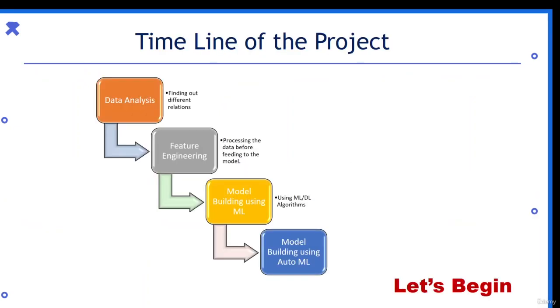What is the timeline? The timeline of the project will be something like this. First we'll be doing the data analysis, finding out relations, and seeing how our data is distributed. Then we'll be doing the feature engineering, in which we'll be doing different practices like one hot encoding, label encoding, standardizing our data, like preparing our data for feeding into a machine learning model. Then we'll be building machine learning models, different ML models like XGBoost regression, CatBoost, logistic regression, linear regression, all of the different models. I hope you know all of them.